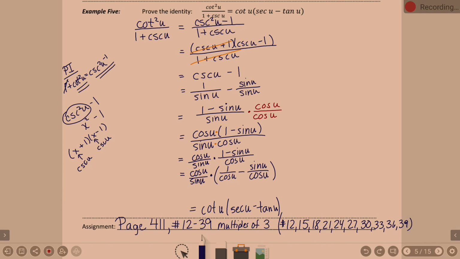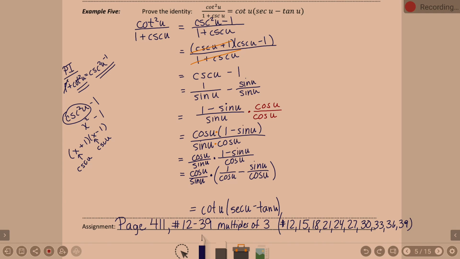Do you see what I did there? And think backwards if it helps, because we're working the opposite direction. We're not used to breaking a fraction up. But if we took 1 over cosine minus sine over cosine, there's a common denominator, right? You subtract them, it'd be 1 minus sine over cosine. Do you see it? Yeah.